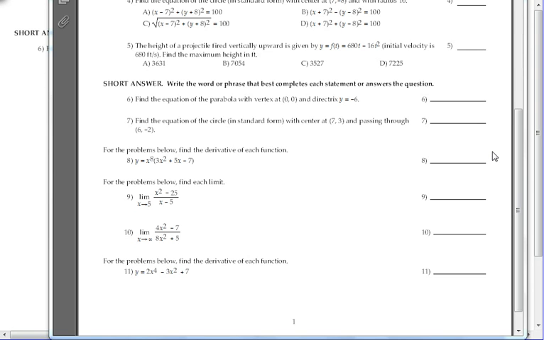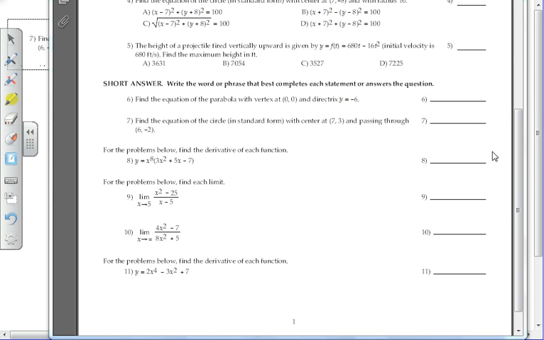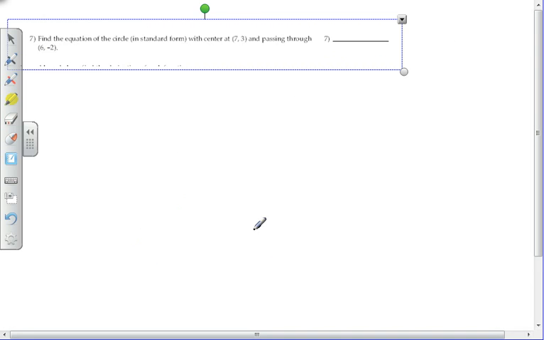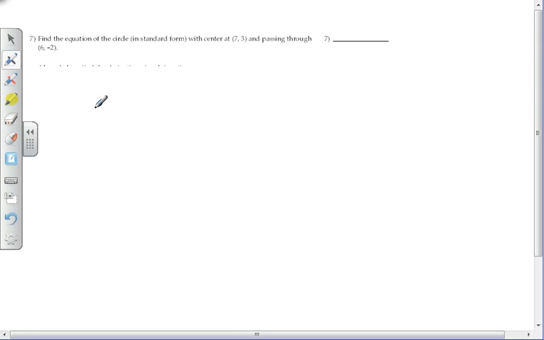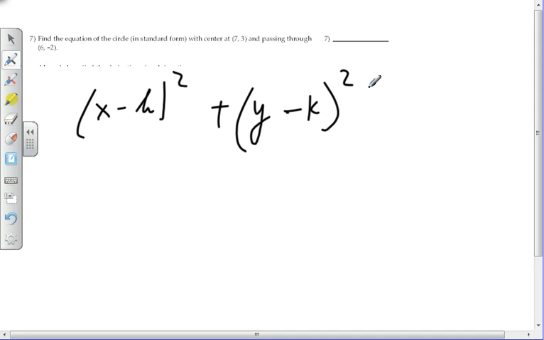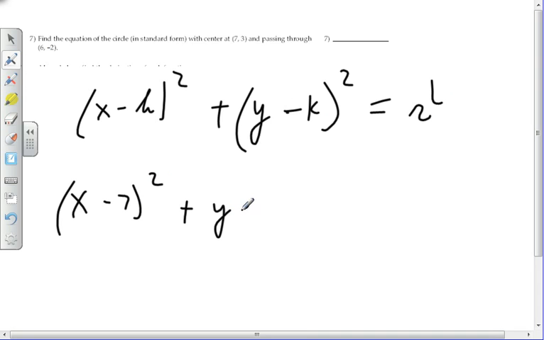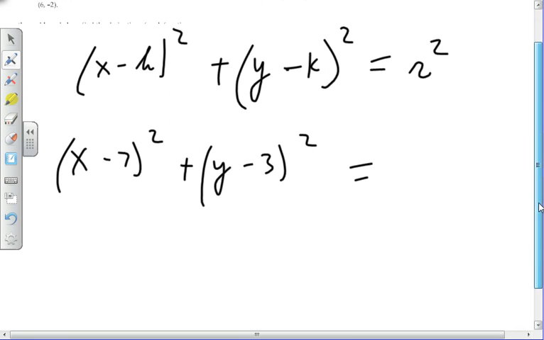All right, so I want a circle in standard form, center there, passing through there. Okay, so that's not a bother. So general form is x minus h squared plus y minus k squared is equal to r squared. We know the center, so we got x minus 7 squared plus y minus 3 squared. And now if the problem would have given us r, we would have been done already, but they didn't. So how are we going to come up with r?